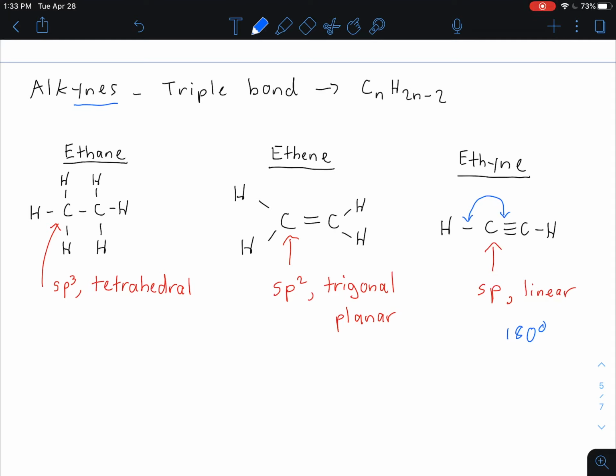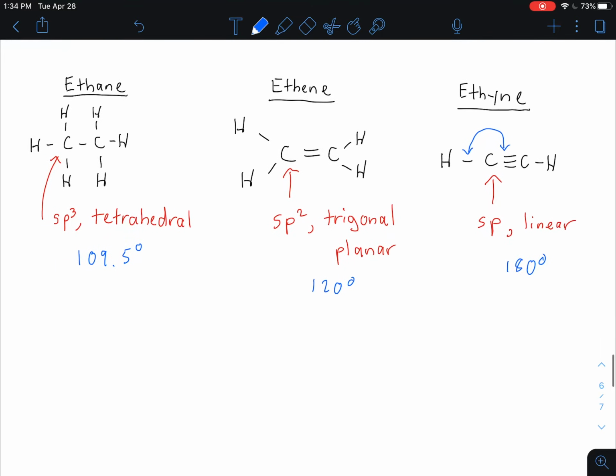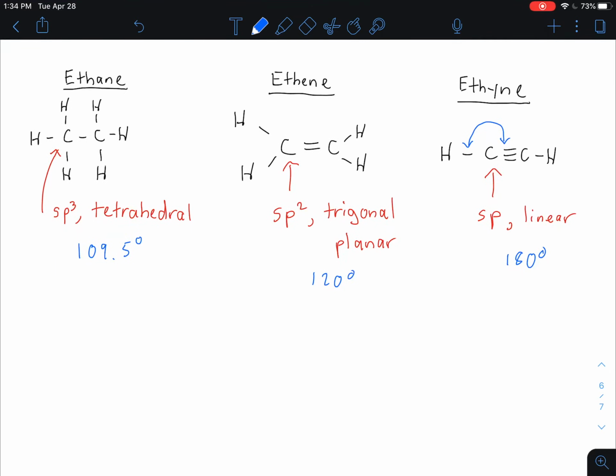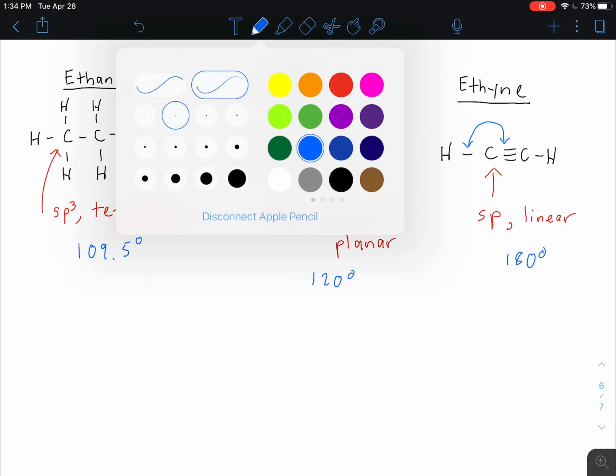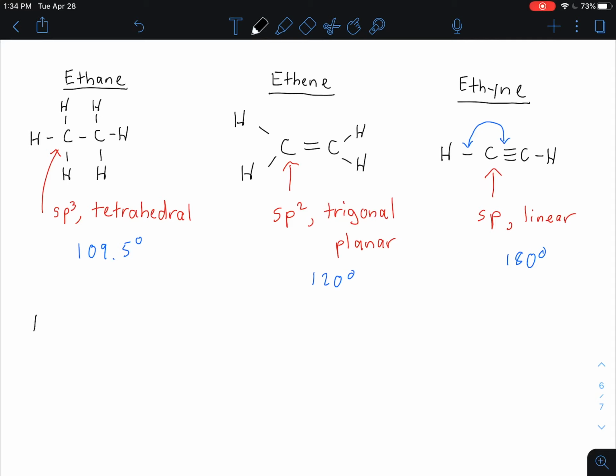So that's why I've drawn all 4 of the atoms, in fact, collinear with each other to indicate that 180 degree angle. Remember, the trigonal planar is 120. Tetrahedral, we don't really show it in our drawing, but that one is 109.5. Okay, so that's a good example to start with for your alkyne with ethyne. I'll draw a couple more of them as well.